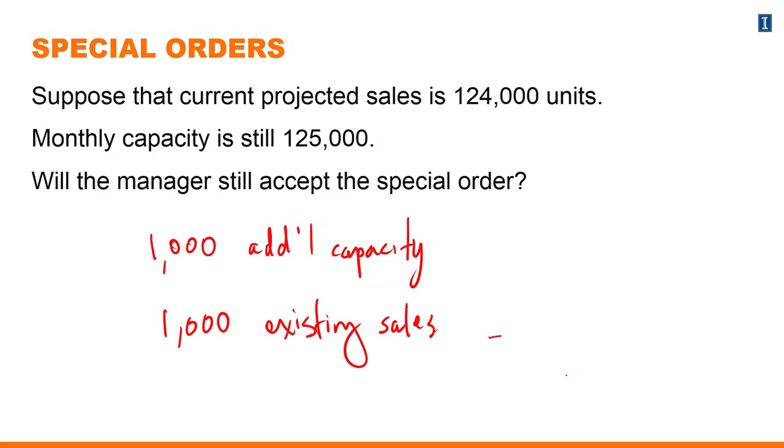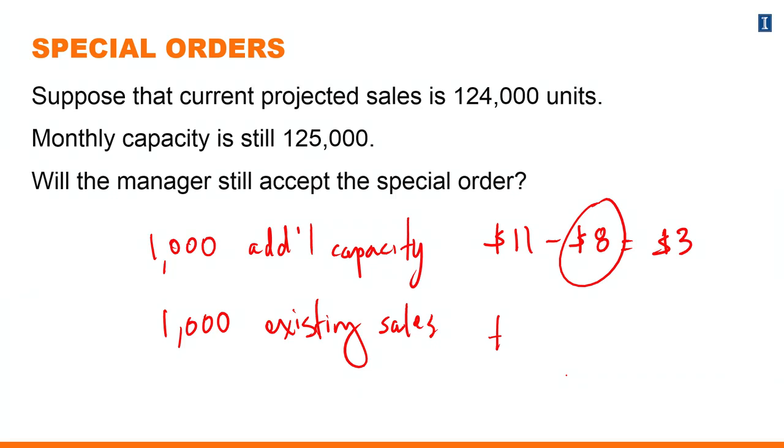So for the 1,000 for which we have additional capacity, we would take the $3 contribution margin per unit because the only incremental cost we would incur to produce those would be the variable cost per unit of $8. But for the existing sales, not only do we incur the $8 to make those, we give up the revenue associated with the existing sale. So we would need to cover costs greater than just the variable cost to produce. We would have to cover the lost contribution associated with the existing sales.